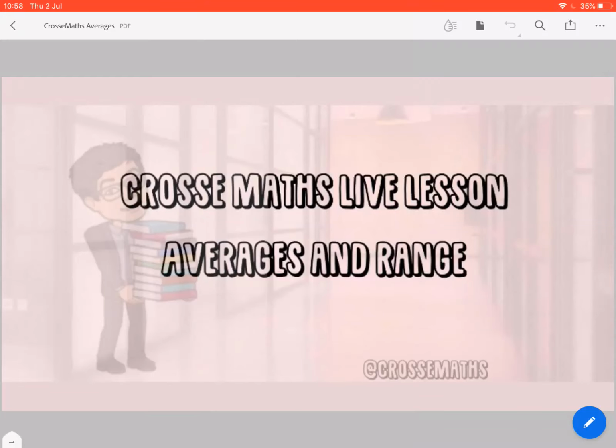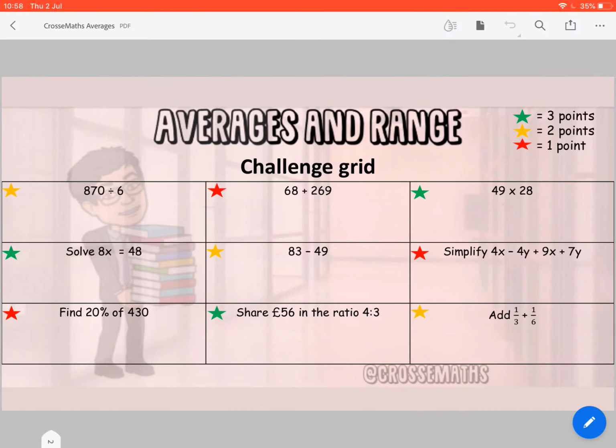Okay, today we're going to be doing averages and range. What I'd like you to do is pause the video now and have a go at the challenge grid. One mark for a red, two marks for a yellow and three marks for a green. It's out of 18, anywhere around 12 to 15 is a really good score.